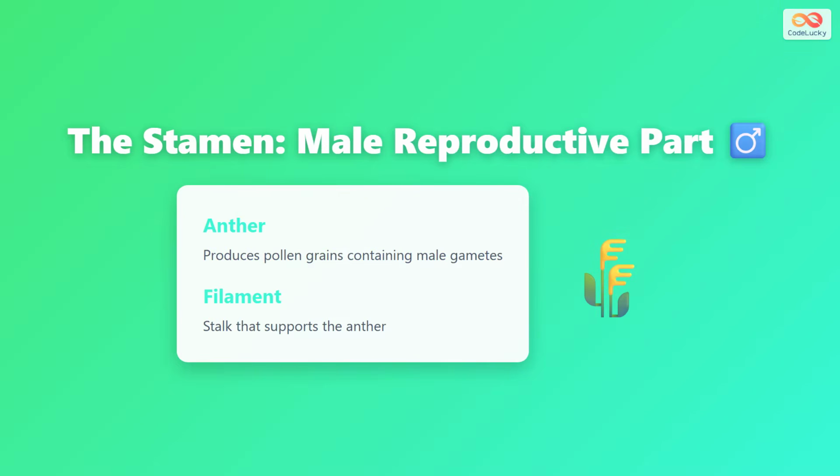The stamen is the male reproductive structure of a flower and consists of two key components. The anther is the top part that produces pollen grains, which contain the male reproductive cells called male gametes. The filament is a thin stalk that supports and holds the anther in position. Together, the anther and filament form a complete stamen, which is responsible for producing and releasing pollen for reproduction.